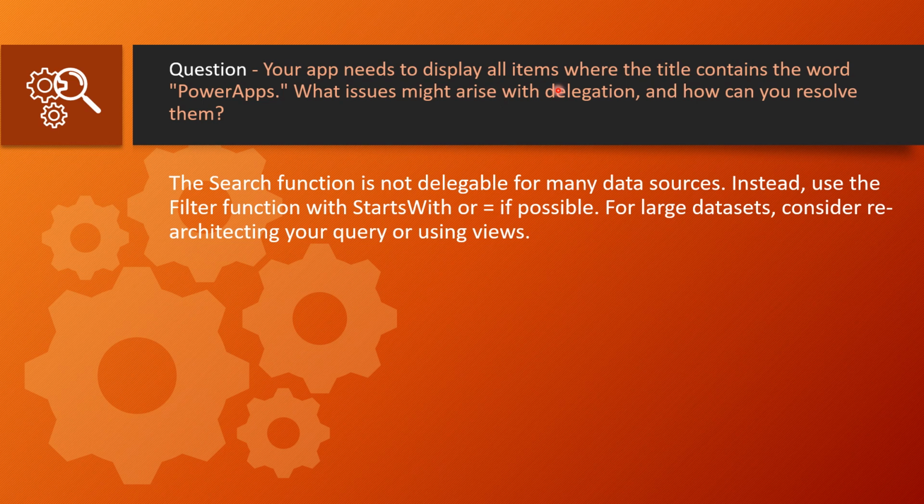Your app needs to display all items where the title contains the word Power Apps. What issue might arise with delegation and how can you resolve it? Here the Search function is not delegable for many data sources, so instead use the Filter function. You will use the Filter function with StartsWith or equal to if possible. For large data sets, consider re-architecting your query or using a view.